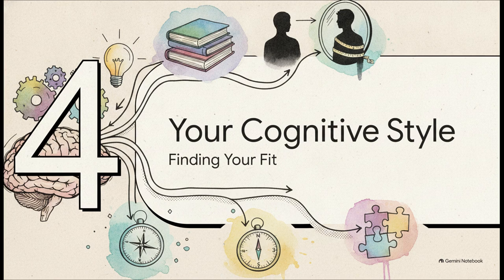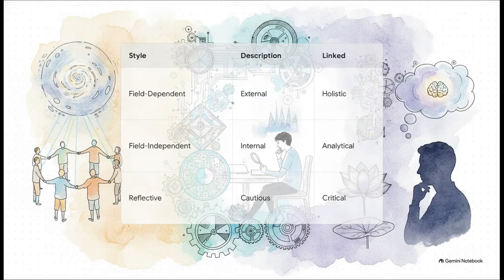Let's find your fit so you aren't wasting hours fighting against your own brain. Let's figure this out using 3 basic cognitive styles. First up, the field-dependent student. This person relies on external cues, loves studying in social groups, and thrives on big-picture context. Next is the field-independent student. This person loves studying all alone, zeroing in on structured details and rules. And finally, the reflective student.